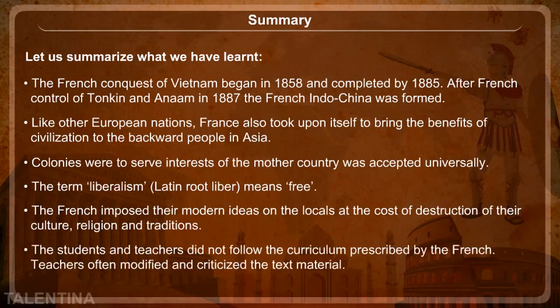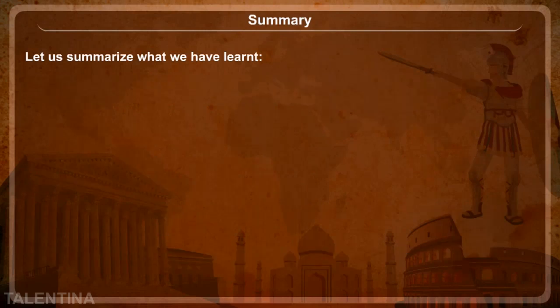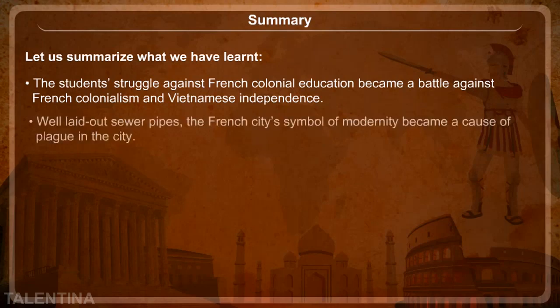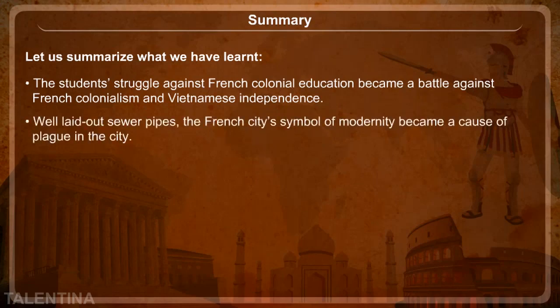The students and teachers did not follow the curriculum prescribed by the French. Teachers often modified and criticized the text material. The students' struggle against French colonial education became a battle against French colonialism and for Vietnamese independence. Well laid out sewer pipes, the French city's symbol of modernity, became a cause of plague in the city.